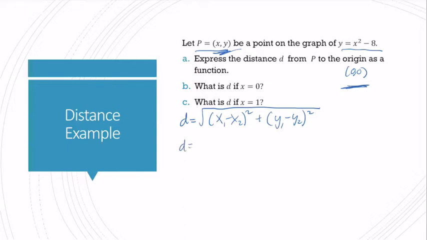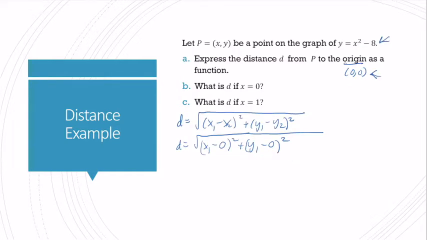So I already know that I've got distance equals the square root of (x minus 0) squared plus (y minus 0) squared. The only problem is I don't know what y is. Y is our dependent variable. So I'm going to substitute y with x squared minus 8. So this gives me d is the square root of x squared plus y squared, and I'm going to substitute in (x squared minus 8) squared for y.